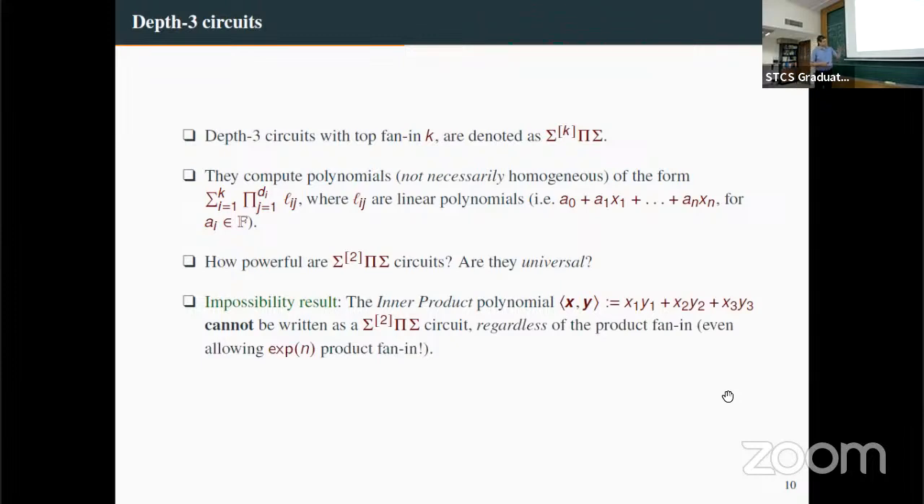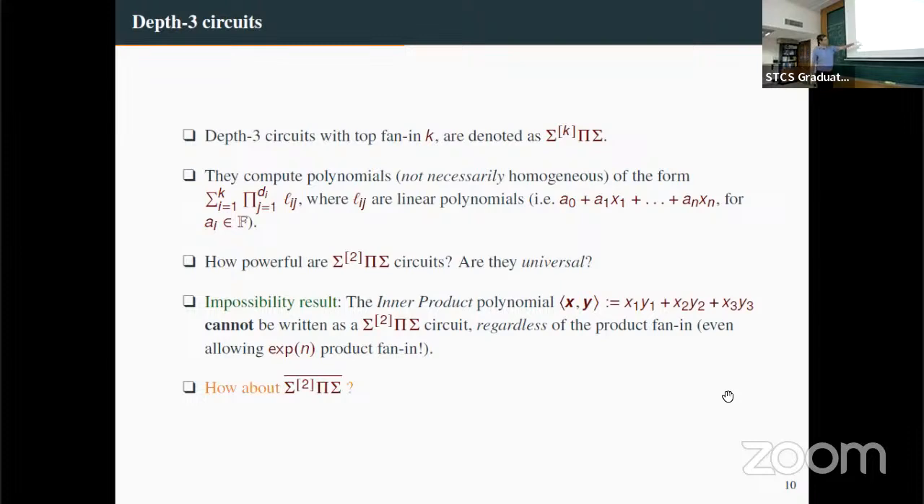So this is the impossibility result. It doesn't matter how many Lij's you multiply, because that is the only thing you can vary. You can just have more and more linear polynomials in the two products, but it will not help. It will not be able to compute this inner product.